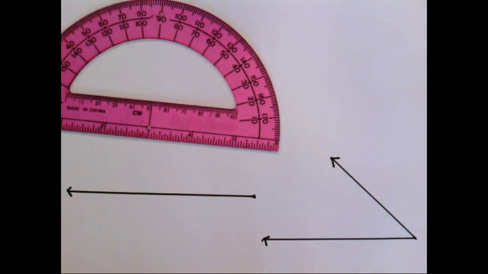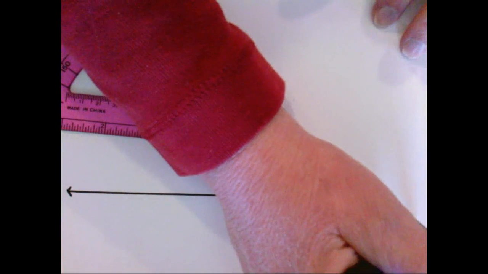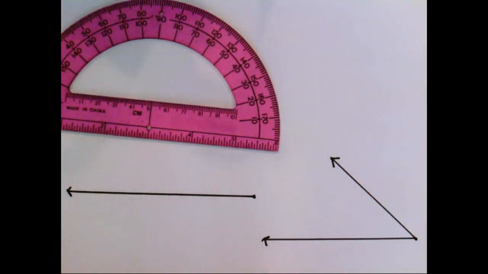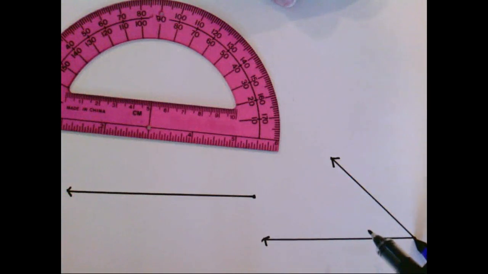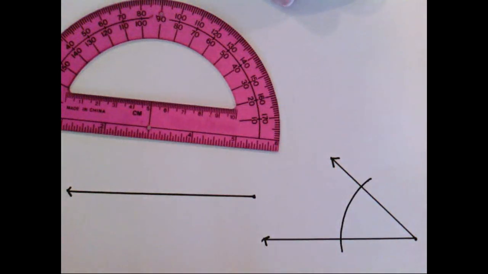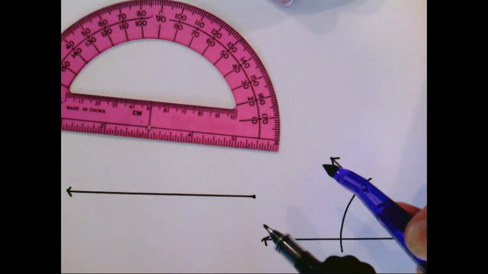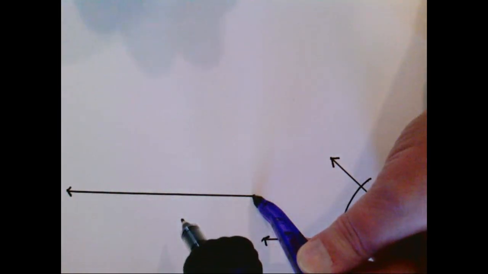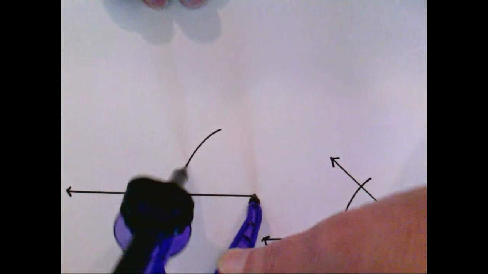Now this angle that we've started with has only one point, which is right here. I'm allowed to put the point of my compass on that point. So what I'm going to do is put the point of my compass there and make an arc that goes through both rays of this angle that I want to copy. Then I'm going to, without moving the measurement on my compass, come over here to the ray that I'm copying that angle to, and I'm going to make the same kind of arc like that.